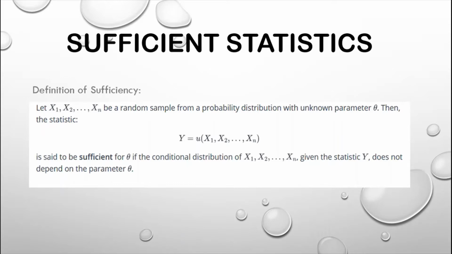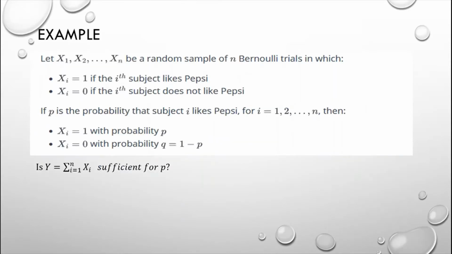So let's get into an example where we can use this definition to try and identify if a given statistic is a sufficient statistic. I have this example here, which is a Bernoulli trial. Let x1 through xn be a random sample of n Bernoulli trials. The important point here is that we have a Bernoulli distribution, and our parameter here is p.